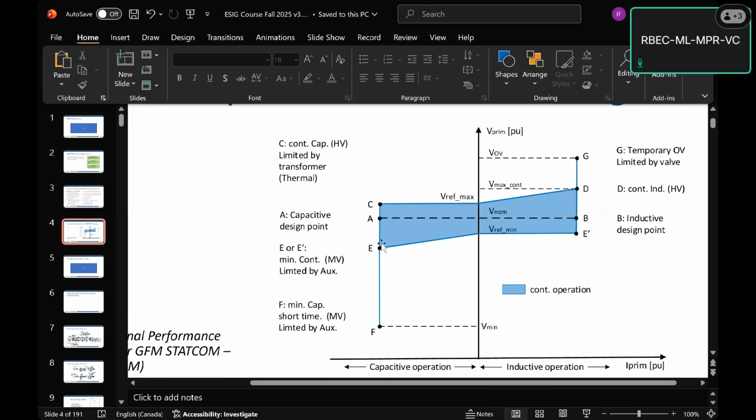And then you get down on the inductive side, you come all the way down to the minimum capacitive short time, and this is limited by auxiliaries usually. So at the very low end, like Alex was saying, there's all this other station equipment that also has to ride through the plant. The valve might be fine, but there might be cooling and other things that can't sit at 0.2 per unit for longer than, say, a second or something like that.